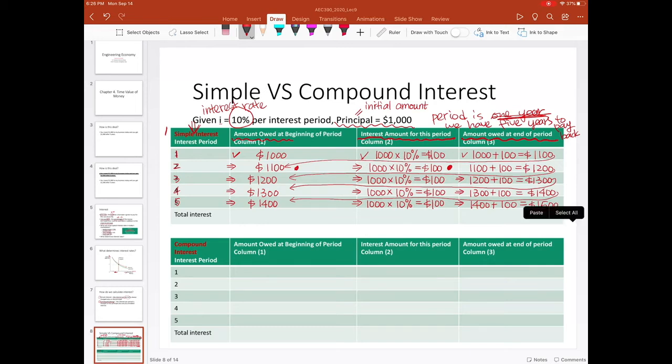And you can also calculate the total interest. That will be the total additional amount you need to pay back. So at the end of the 5 years, you pay back that 1,000 as the principal plus the total interest, and that total interest will be the sum of this column.